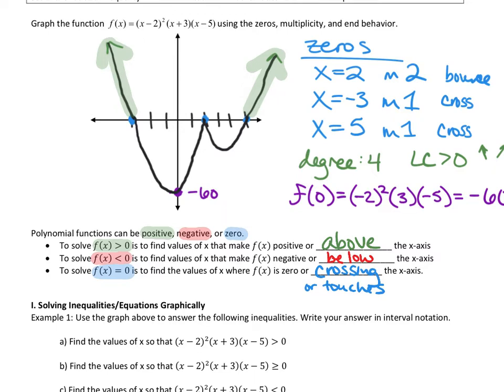If I was looking for where it was below the x-axis, I'd literally just be looking for all of these points, because that's where it's below the x-axis or less than 0. Equal to is just the points where it's literally equal to, touching, or crossing the x-axis. The challenging part about this is writing the answers in the correct notation, because it's all interval notation, and I'm going to request that we use interval notation.